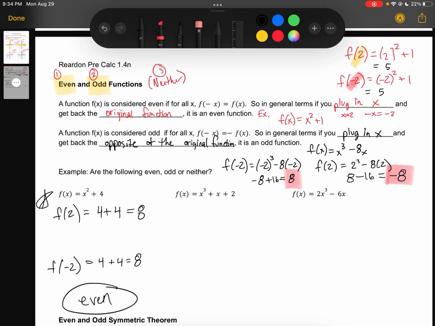All right, time to try number 2. So number 2, again, do the same thing. I'd recommend using the same number. I like 2. Why not? So go ahead, solve even, odd, or neither. Question number 2.